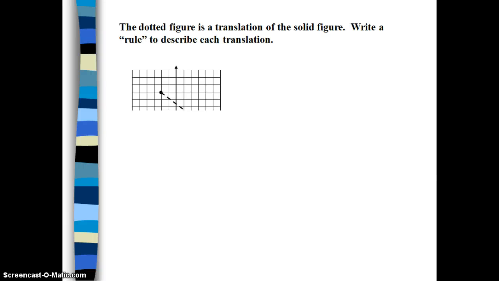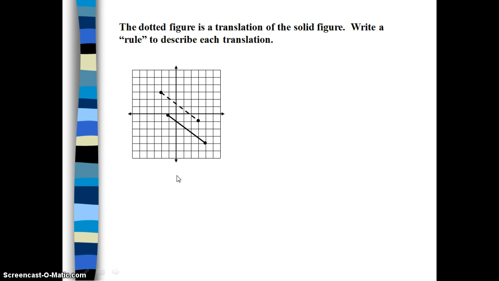We're actually going to look at shapes on a graph now and describe the translation. The dotted figure is a translation of the solid figure. Write a rule to describe each translation. So we're going to start with the solid figure and we're going to write a translation on how to get to the dotted figure. To do this, you're just going to pick a point on your solid figure. I'm going to pick this point right here. And you're going to pick the corresponding point on the dotted figure. That would be this point right here. So to go between those points, I have to go 1 to the left and then up 3. So that would be negative 1, positive 3.